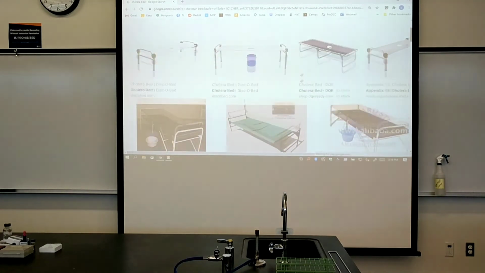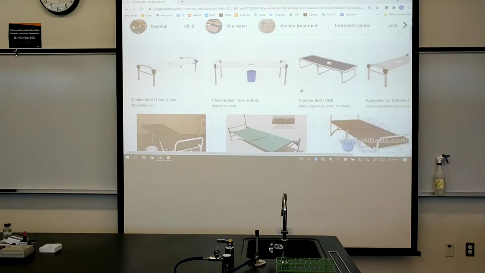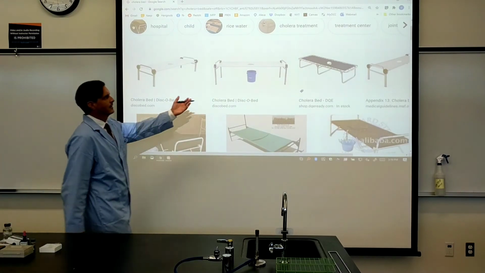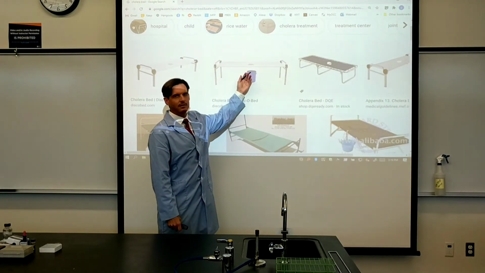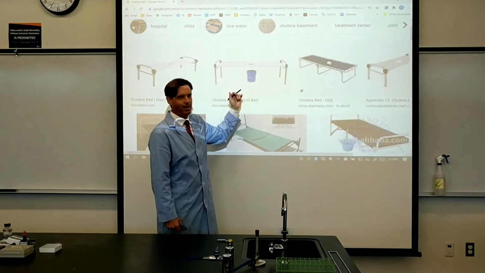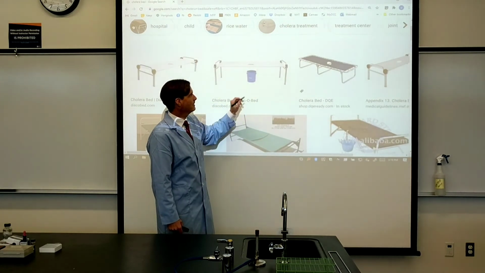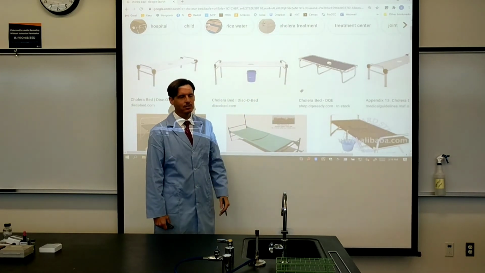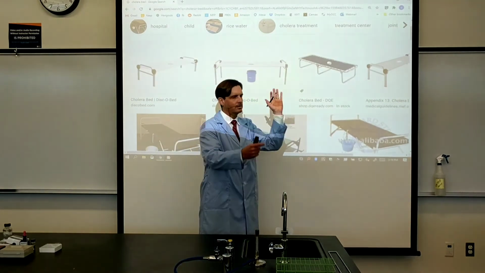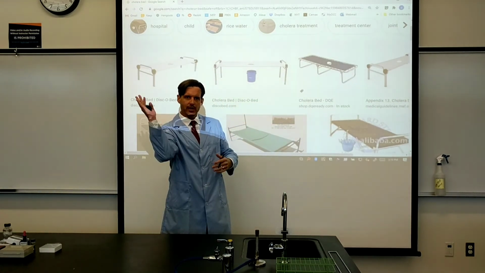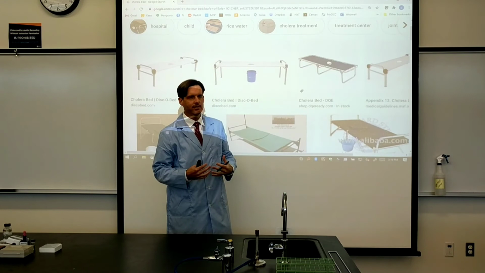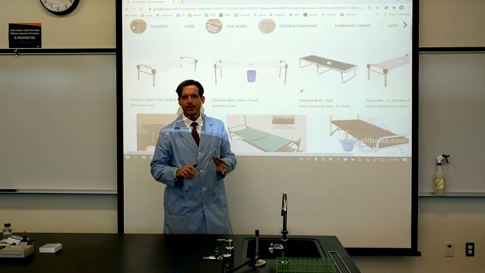You can see that a cholera bed might not be much more than just a makeshift cot with a hole in the middle of it and a bucket underneath. So some of these are adjustable. You might be able to make it more like a hospital bed where a person can sit up a little bit, but they're not going anywhere.